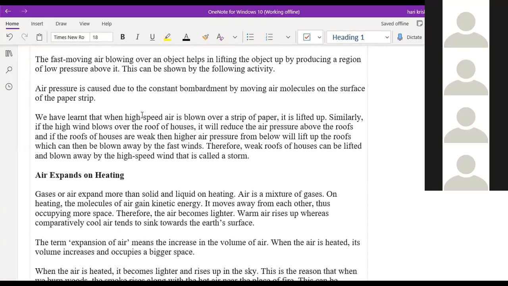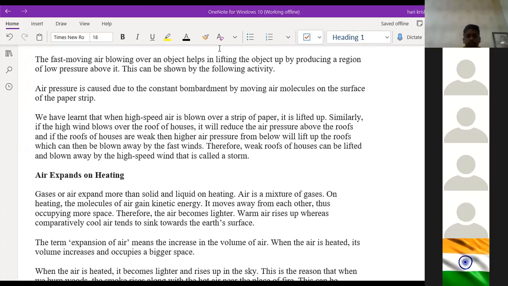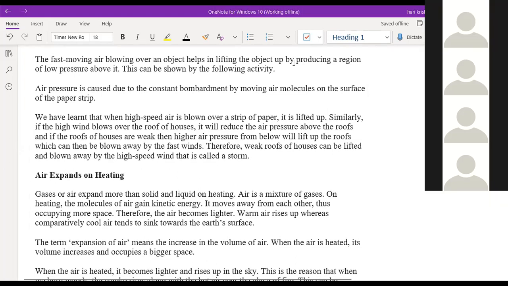Shiva, can you read this paragraph? Sir, which? The next paragraph. We have learned that... Air pressure is caused due to... No, the below paragraph. Next paragraph. We have learned that when the high speed air is... Read the complete paragraph. Sir, can I read, Raghav?